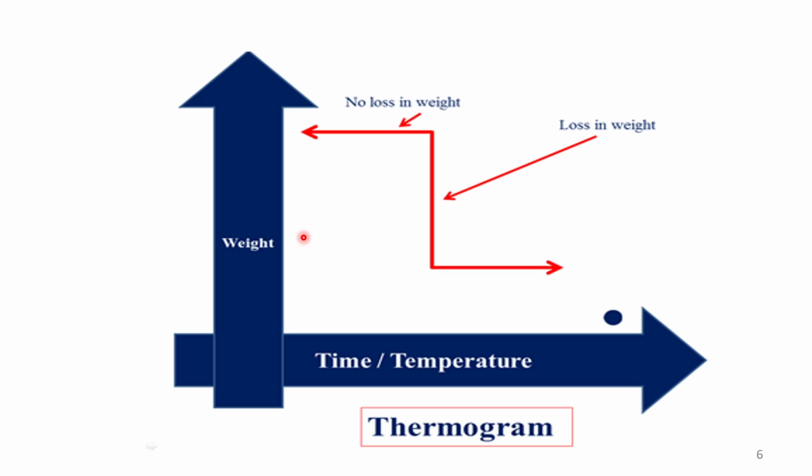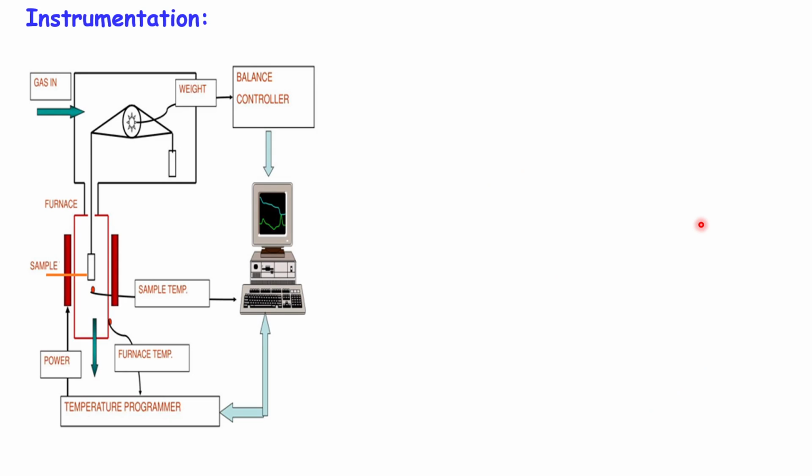Now here this is the thermogram in which the change in the weight of the substance is plotted as a function of the temperature and the time. Then the nature of the curve will be like this. This horizontal portion of the curve indicates that there is no loss in the weight of the substance, but this vertical part of the curve indicates that there is a loss in the weight of the substance during the change in the temperature.